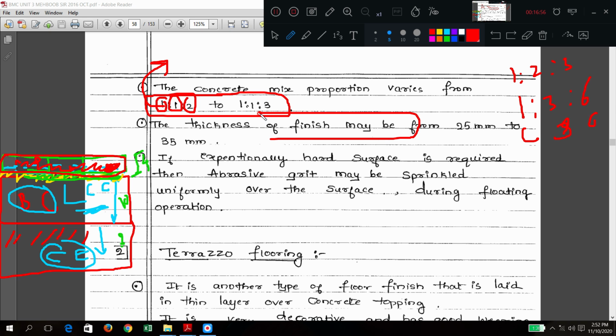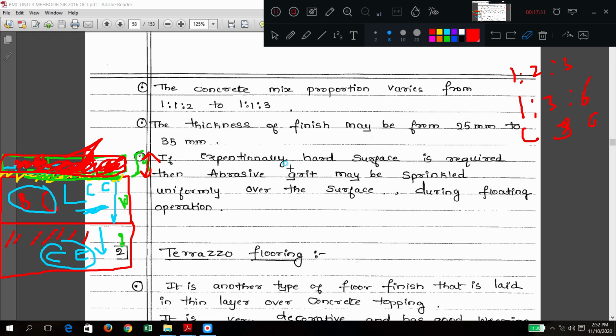The thickness of the finish may be 25 mm, 25 to 35 mm is very common. If you want a still harder surface, you put what? Grit. You spray the abrasive grit when the topping is very fresh. So apart from the aggregates, you add grit also. Then it is very rough and very abrasion resistant. Okay, so this is the cement concrete flooring plus granolithic finish.